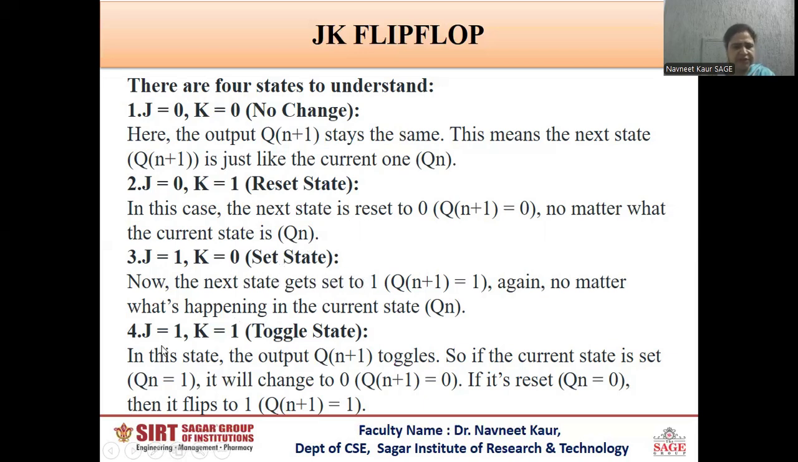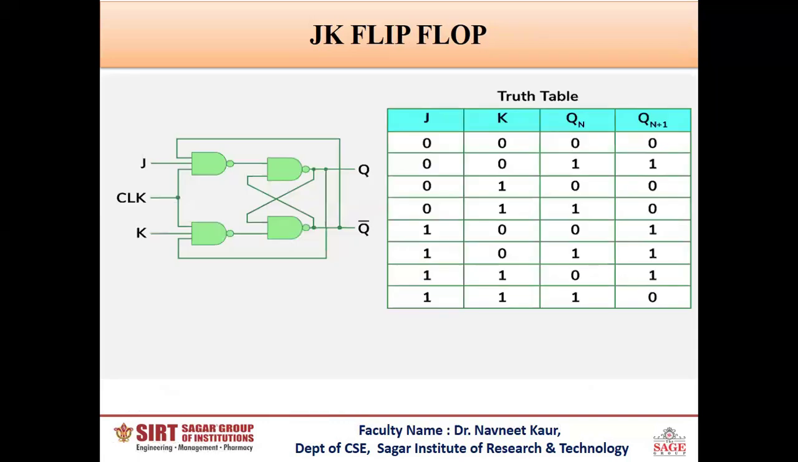Now, in the fourth condition, when J is equal to 1 and K is equal to 1, in this case, the next state is always the complement of the present state. It is known as toggle state. In this case, when present state Qn is equal to 1, the next state Qn plus 1 will be 0. Whereas if the present state Qn is equal to 0, then the next state Qn plus 1 will always be 1. So it is known as toggle state.